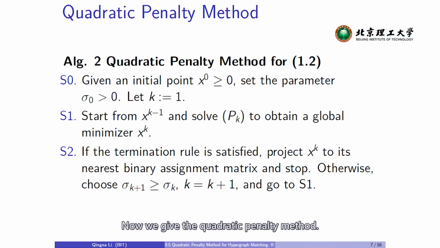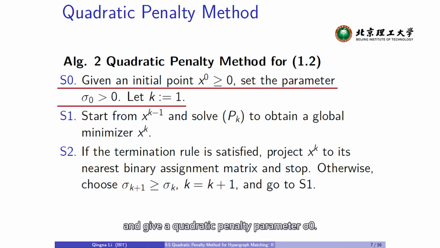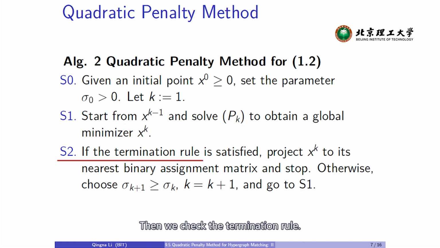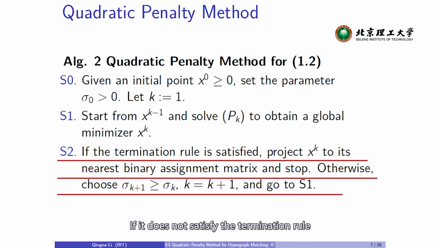Now, we give the quadratic penalty method. In the first step, we give an initial point and a quadratic penalty parameter sigma 0. Then we solve the subproblem to get a global minimizer xk. Notice here that we assume we can get a global minimizer xk. Then we check the termination rule, and if it is not satisfied, then we increase the penalty parameter and the iteration goes on. Otherwise, we stop and project this xk to the assignment matrix, okay?